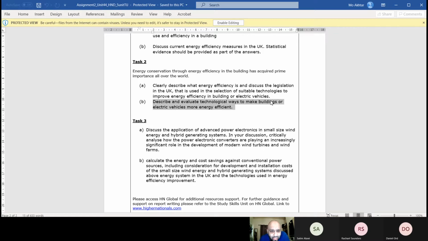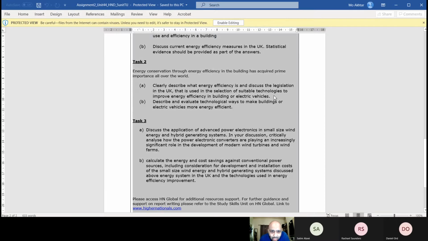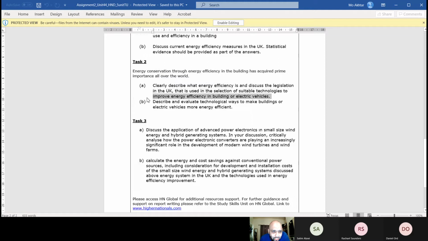And in buildings, I think you can include that in the top part here actually somewhere. Improve energy efficiency in buildings. Yeah, suitable technology to improve energy efficiency in buildings. So you can talk about technology. And don't forget, technology isn't just electronics. Technology is anything to do with innovation. The wheel is technology. A spoon is technology.